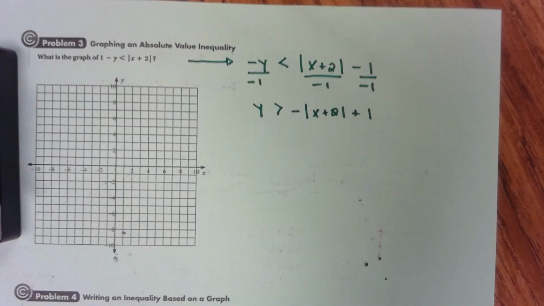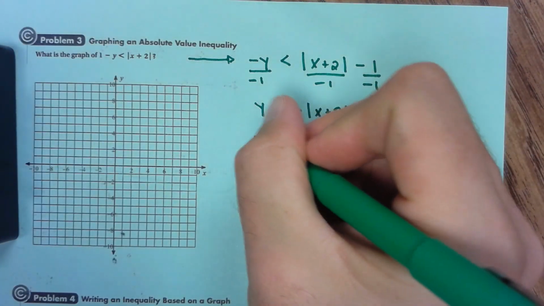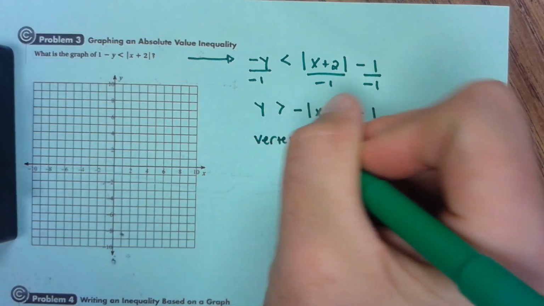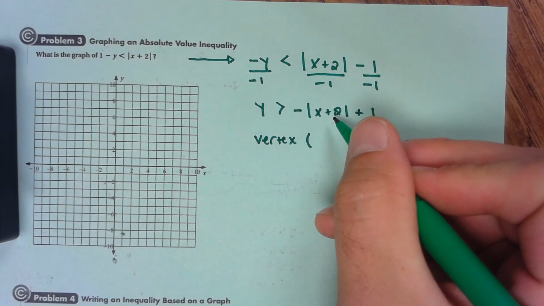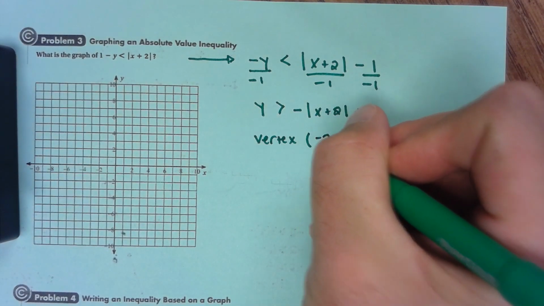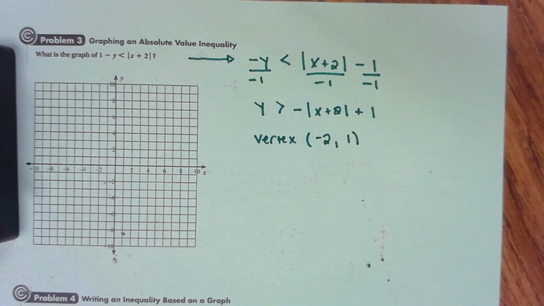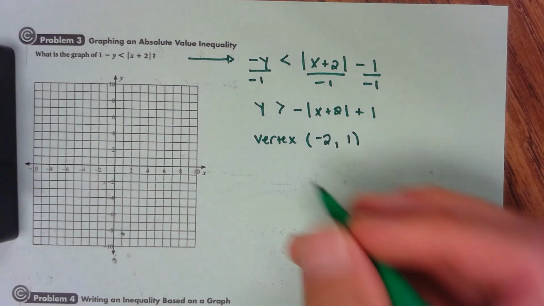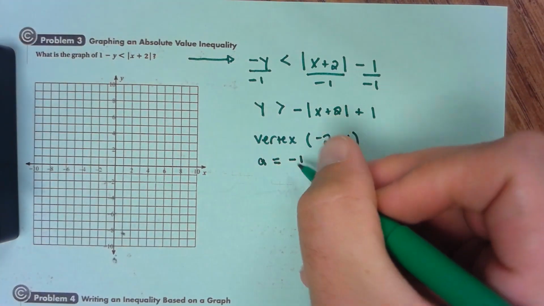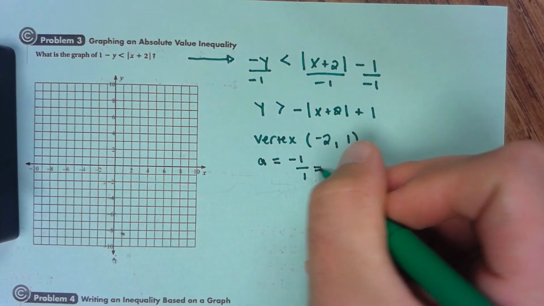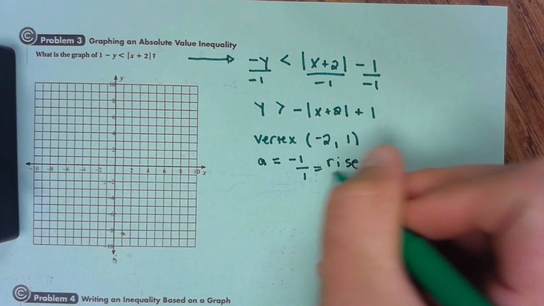Okay, so now we'll identify the vertex, which remember that vertex are our horizontal and vertical shifts. So this is shifting our graph left 2 and up 1. So negative 2, comma 1 is the vertex. The A value is negative 1. Put it over 1, and that's our rise over run.